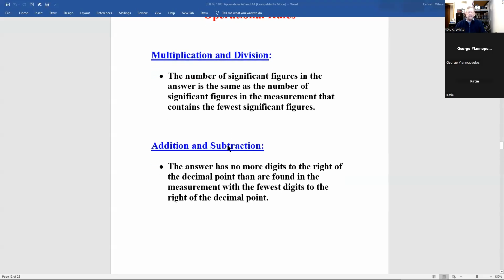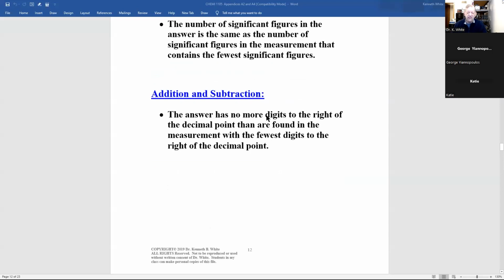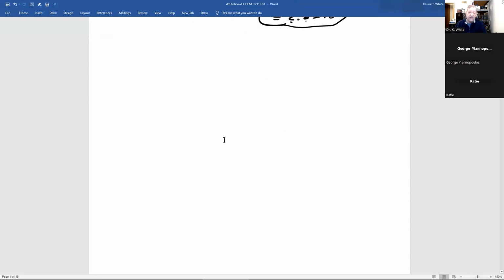Now, for addition and subtraction, the answer has no more digits to the right of the decimal point than are found in the measurements, the numbers you're adding that have the fewest digits to the right of the decimal point. Now, we're not going to be using addition. I don't think we do any subtraction in this course, but we won't do addition for a week, at least 2 weeks, if not longer. So I'm going to skip this right now. I'll give you a quick example, but I'm going to skip it, because when you need it, you'll probably have forgotten it since we haven't used it. But let's look at the following.